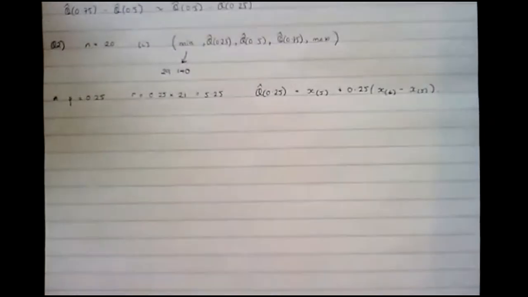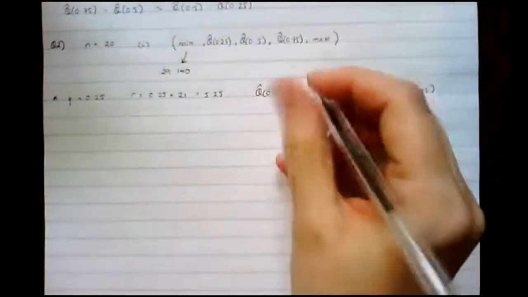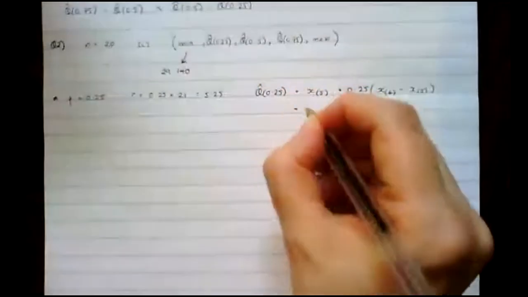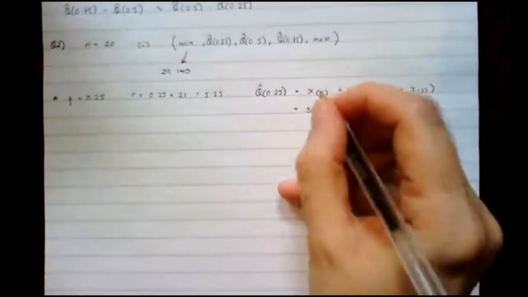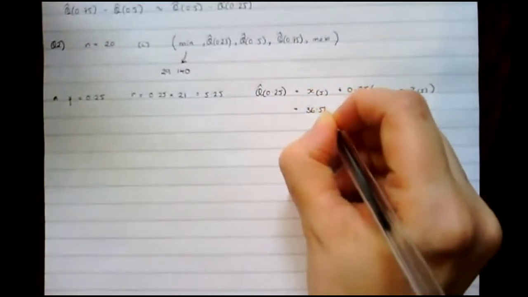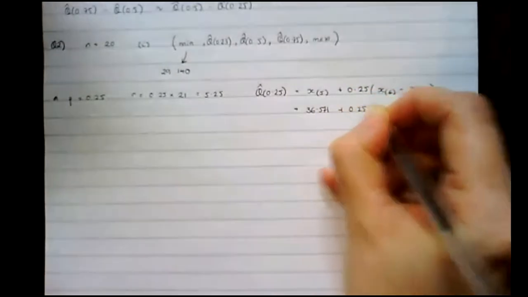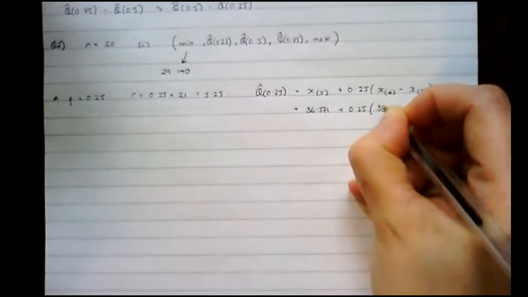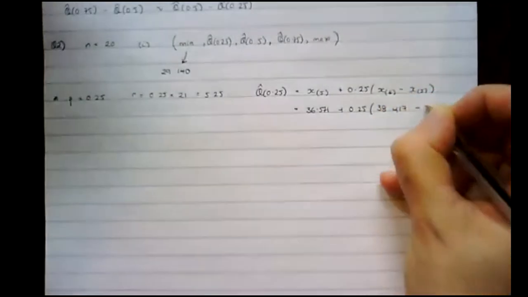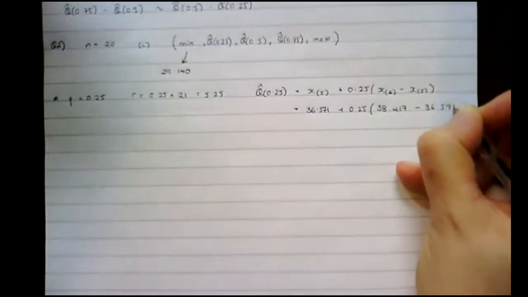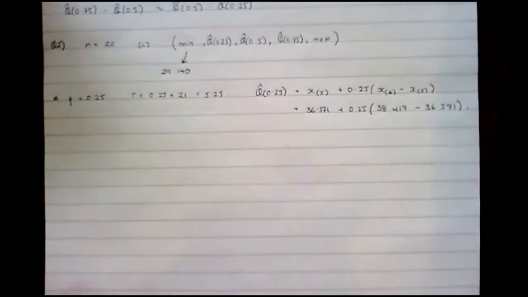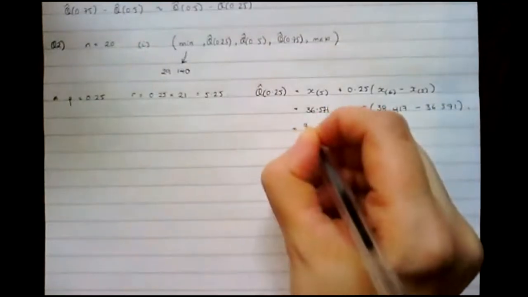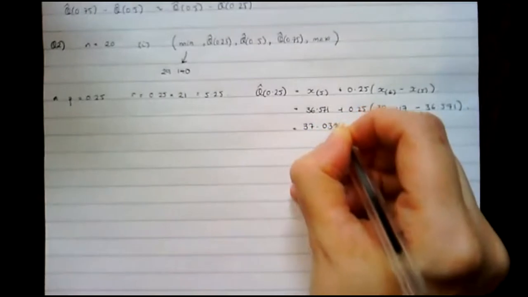Okay, this one's kind of in the middle, so you have to be a little bit careful with the spacing between the numbers to find the right one. We've got 36.571 plus 0.25 times the difference between the next one along from that and this one. So 38.7 minus 36.571. And if you crunch that out, you should be in the realms of 37.0325. Okay.